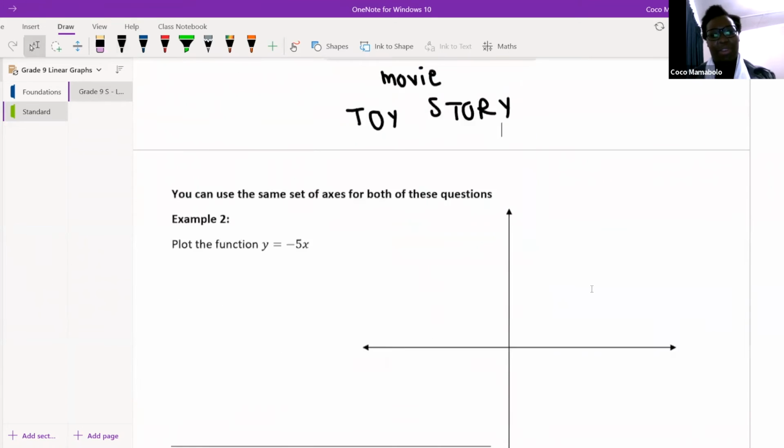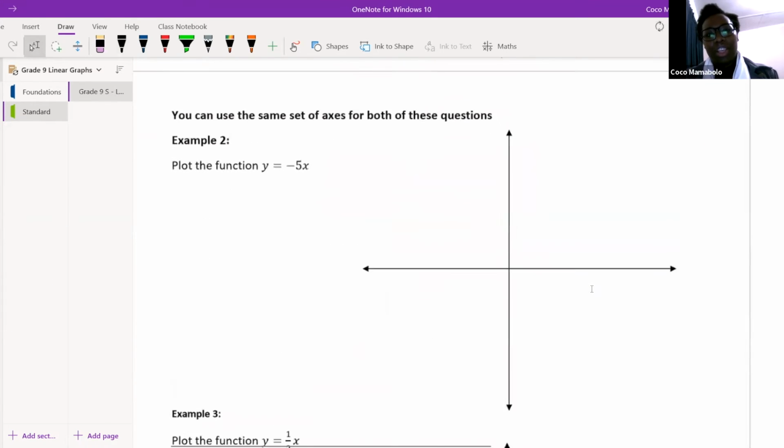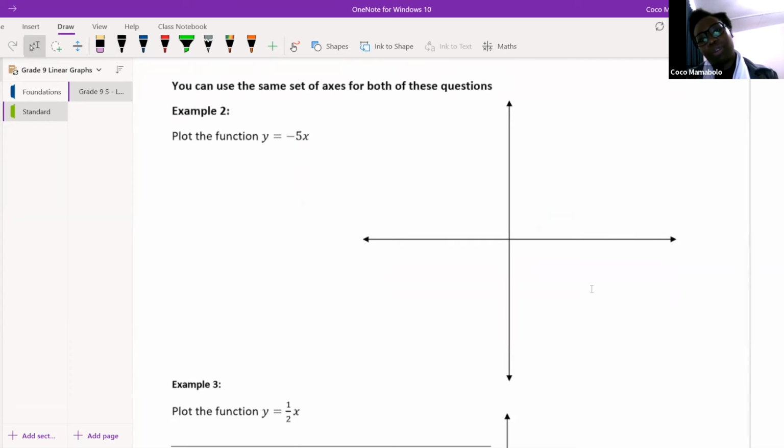All right, so next question. We can use the same set of axes for both of these questions. So we're going to plot the function y is equal to negative 5x. Okay, I want to add one more in here. I want to add y is equal to 2x.